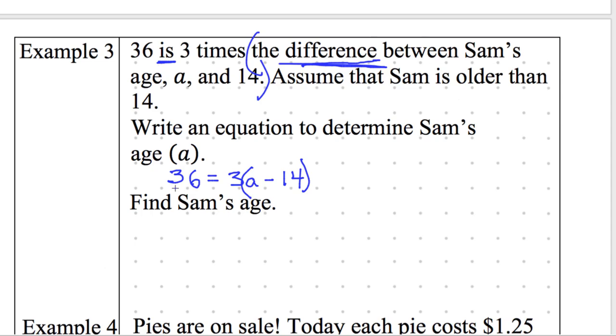Now, can someone help me solve this? Walk me through the problem. What do I do to both sides? Jose. Divide by 3. Divide both sides by 3. So I divide this side by 3, divide that side by 3. And what do I have on the left, Jose? 12. And then equals a minus 14. There it is because those 3s cancel each other out. All right, that was a good first step.